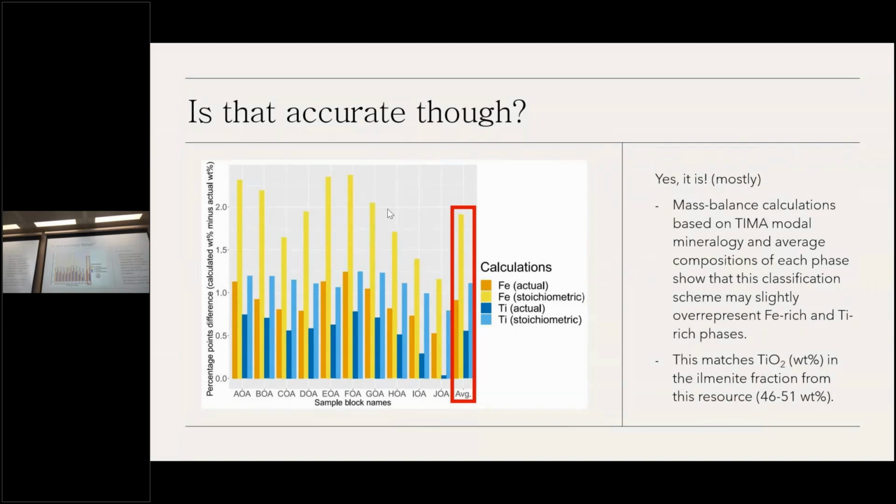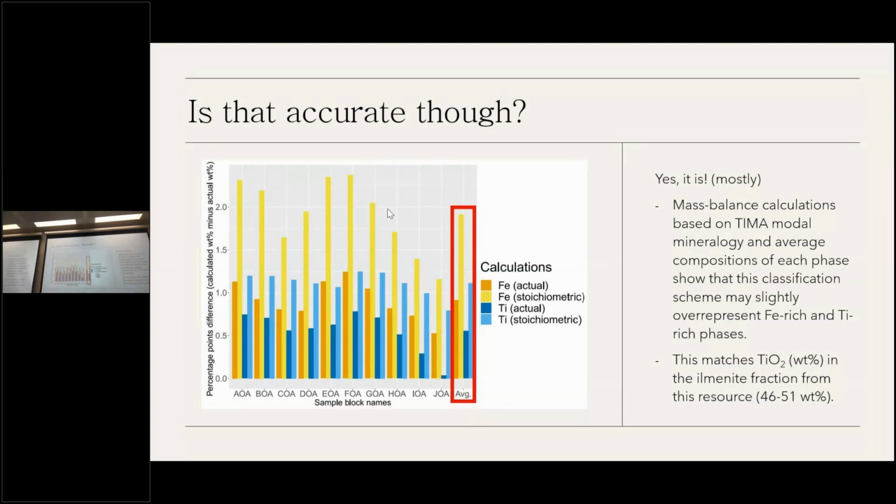So basically, the process was I asked TIMA to calculate the composition of each sample block, the elemental composition. I then took the modal mineralogy and calculated the composition based on it, using stoichiometric compositions of the different minerals and actual average compositions of the minerals in the samples calculated by the TIMA.